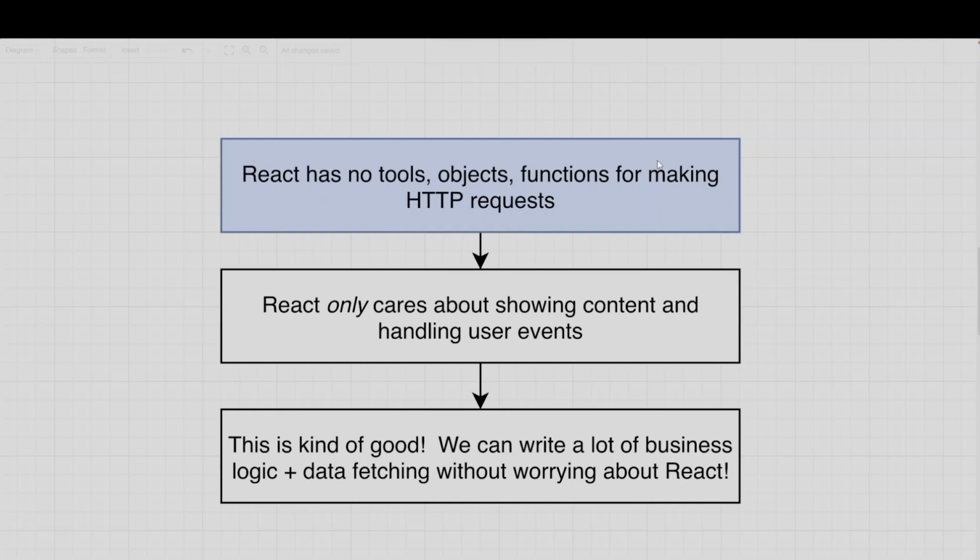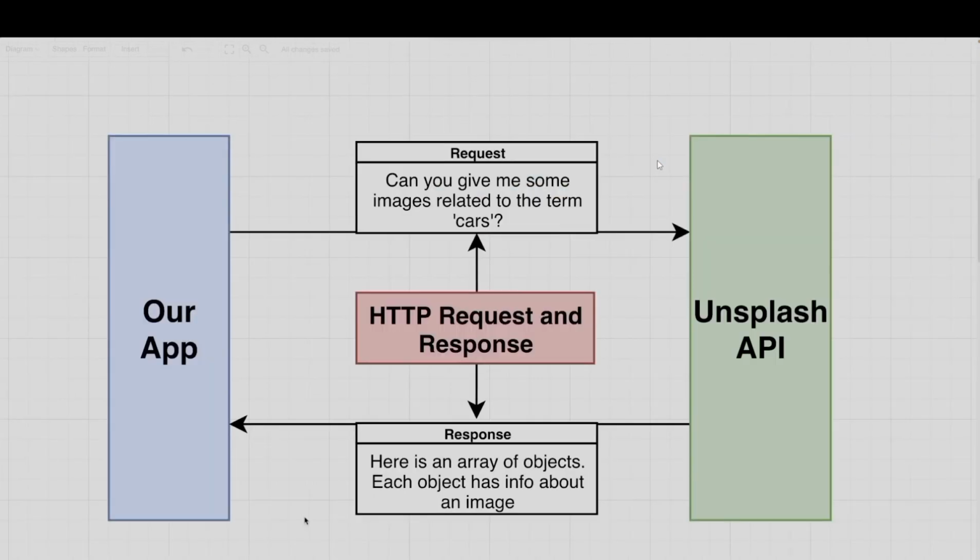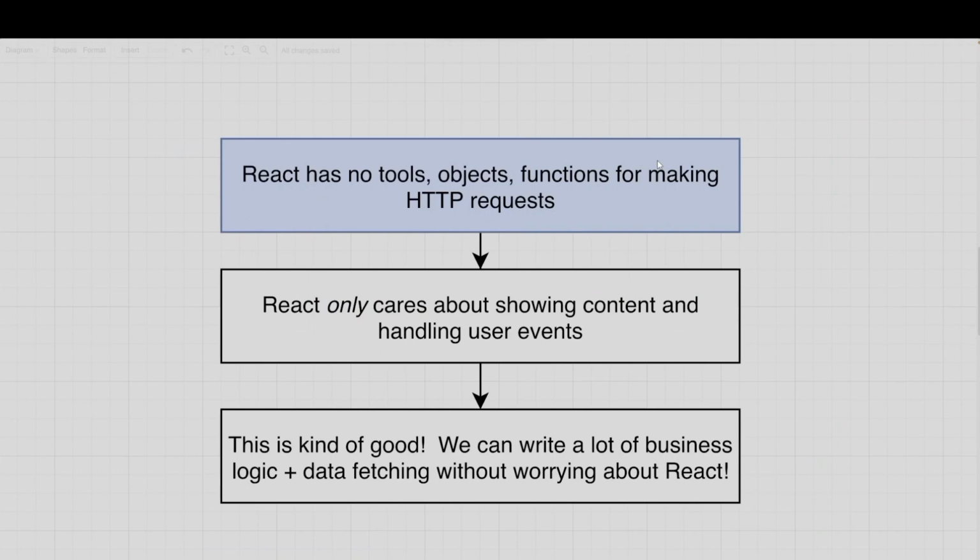So इसका मतलब है कि React को सिर्फ दो चीज़ें पता हैं. React का काम है यूज़र को कंटेंट दिखाना हमारे वेब पेज पे और यूज़र जो भी इवेंट्स करता है उसको हैंडल करना और मॉनिटर करना, you can say. और this is kind of good. We can write a lot of business logic plus data fetching without worrying React. ये एक type of अच्छी बात भी है और बुरी बात भी है, depending on the scenario we are working on. For example we can use data fetching on, you can say we can post HTTP request and receive the response without worrying about React because it is not a part of React. So this is a good thing kind of.